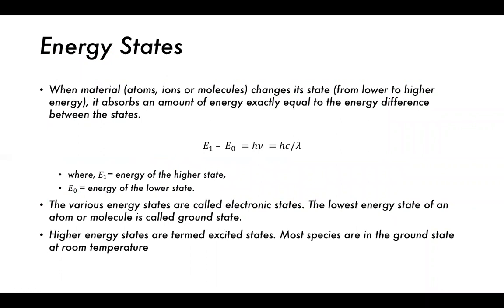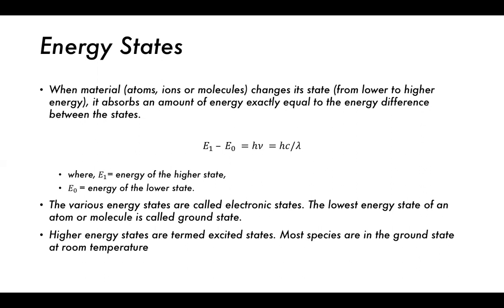So energy states then. When a material, atoms, ions, or molecules, changes its state from lower to higher energy, it absorbs an amount of energy exactly equal to the energy difference between those two states. So this is why it's important that the electromagnetic radiation that's going to be absorbed or interact with the sample should have some consistency with some of the internal properties of that material, especially in terms of absorption. So the energy should match the energy difference between the two states. Usually this is the HOMO and LUMO in an absorption measurement of a molecular species.